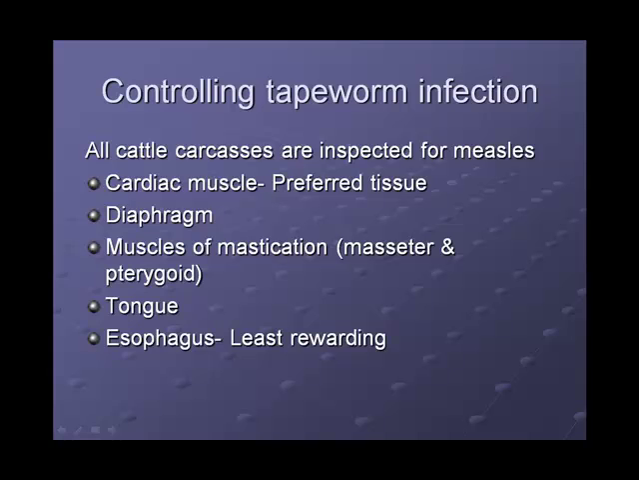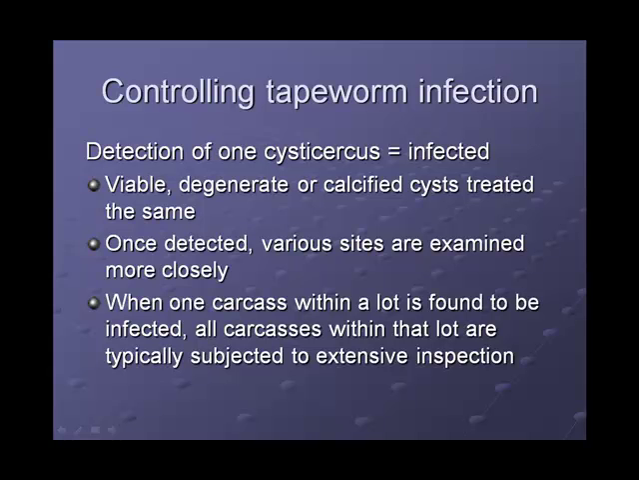And then if there's any evidence of a concern, then they're going to go to these preferred tissues and examine them very closely. So cardiac muscle is really the preferred tissue and tends to be the most high yield of finding these cysts if they're present. And then you move down the list of those other tissues that they can look at. Detection of one cyst in a carcass equates to that carcass being considered infected or infested, period. It only takes one cyst, that's it.